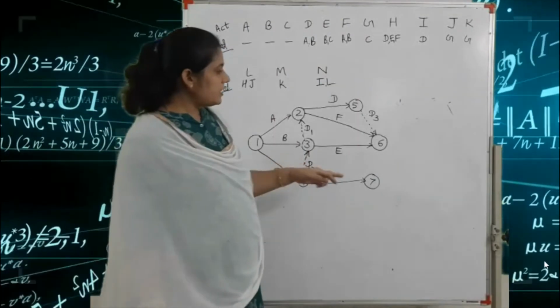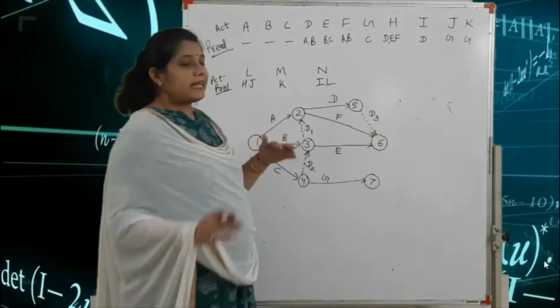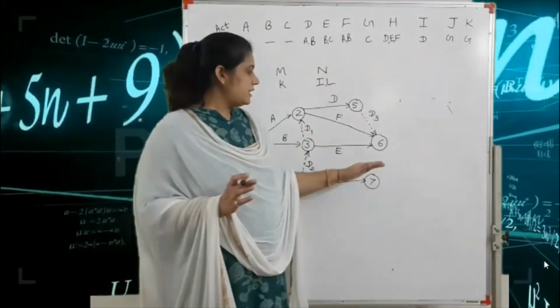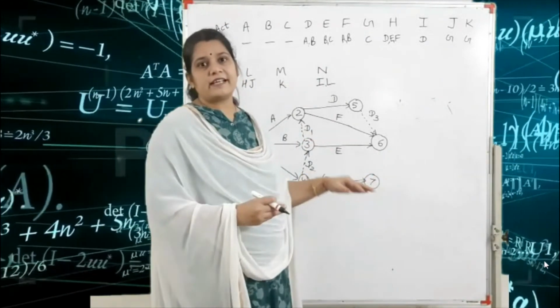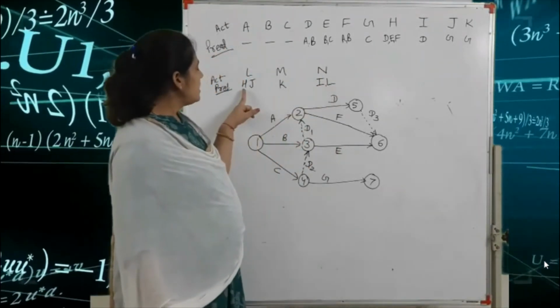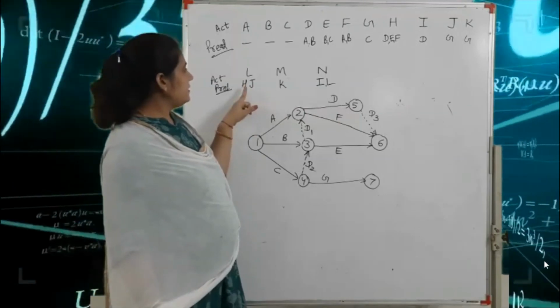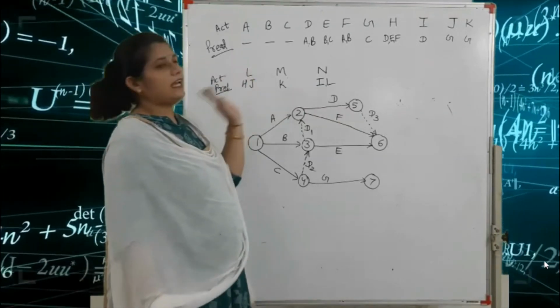Here we draw the two nodes for J and K activity. So there is again confusion: here do we write J and K on the up or down side? So we check the next activity. What is the next activity? H and J activities are completed, then the L activity starts.